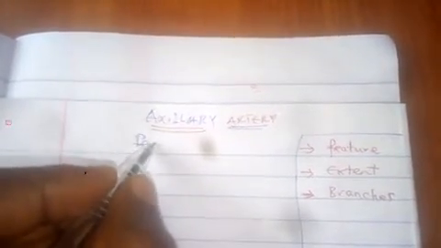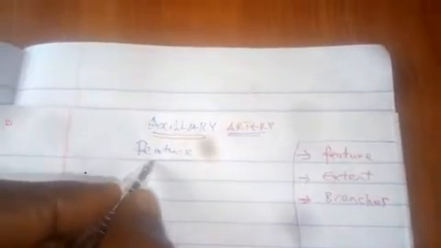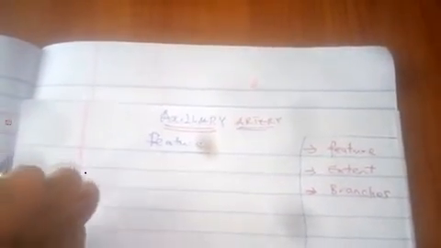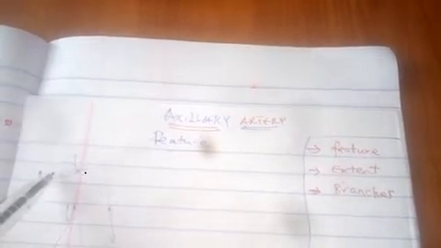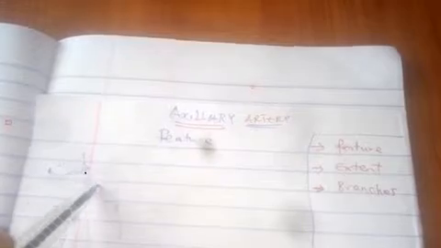Under the axillary artery, we have three things to look at: the features, extent, and the branches. So start with the feature of the axillary artery. Just in a single line, we'll be taking the feature of axillary artery. Already we've known that the subclavian artery originates from the arch of the aorta to the outer border of the first rib. So the axillary artery is the continuation of the subclavian artery.